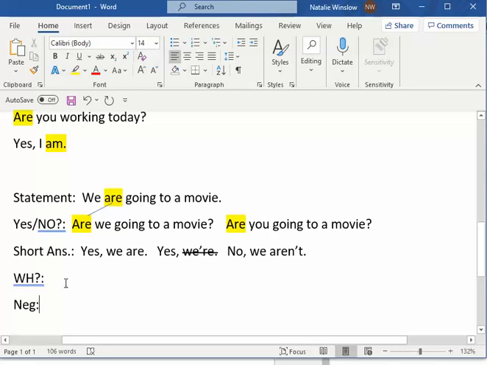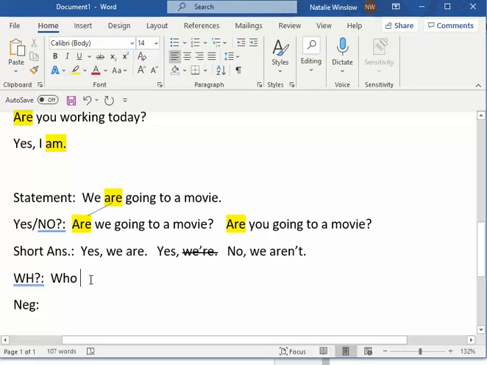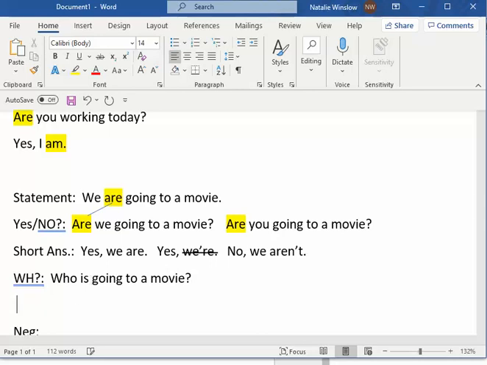If I were to ask a WH question, I could say who. Now, notice this is plural: we are going to a movie. But when I ask a question with who, the verb is always singular, because we don't know if it's one person or 10 people when we're asking the question. So we always use singular. Who is going to a movie? You could also say, what are we doing tonight?